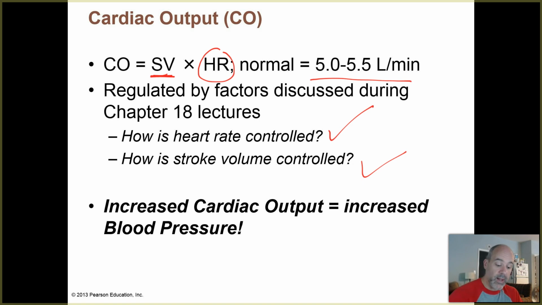The other thing you need to keep in mind: if stroke volume goes up, or if heart rate goes up, either of those two, your cardiac output goes up. Increased cardiac output means increased blood pressure, which means anything that increases your heart rate increases your blood pressure. Anything that increases your stroke volume will increase your blood pressure. So be sure to keep all of those things in mind as you're learning this blood pressure story.